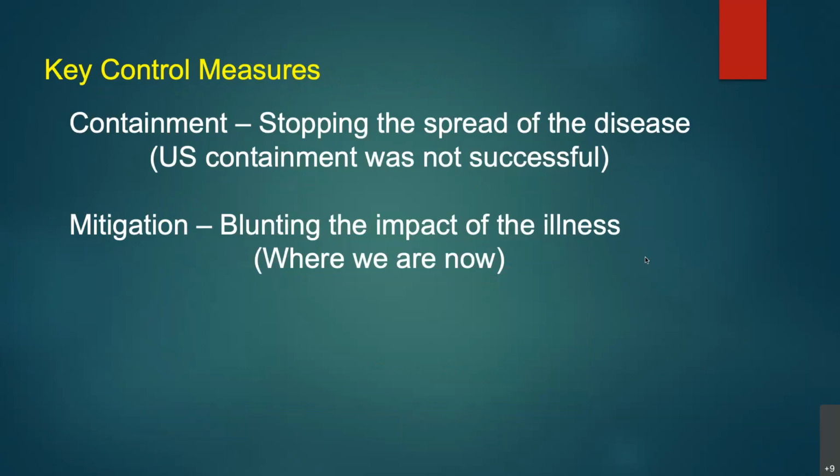Containment, you've heard a lot talked about, is stopping the spread of the disease at the beginning. Unfortunately, containment was not successful in the US. Containment was more successful in Hubei province outside of Wuhan. Draconian measures, as you know, were employed to do that. But we're really now in the US in the mitigation phase, where what we're trying to do is blunt the impact of this illness by using social distancing and the other measures that we'll talk about in a bit.